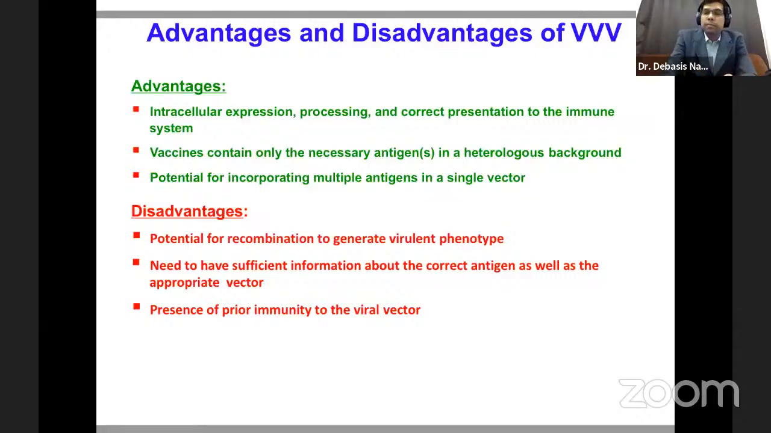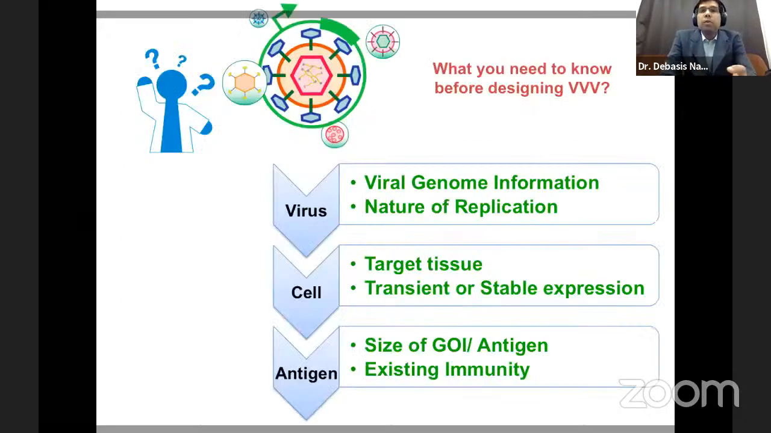So what you need to know before designing viral vector vaccines is the genomic information, which tissue we are going to target, and the appropriate size of the gene, for example of coronavirus, that we need to clone. We know that the appropriate gene of coronavirus is the spike protein, which is roughly around 1700 kilobase, or roughly 535 amino acids in size. So we know exactly what the gene of interest is that we need to clone.